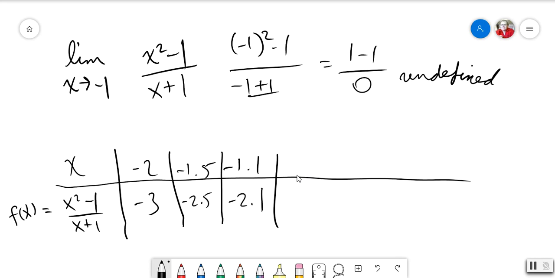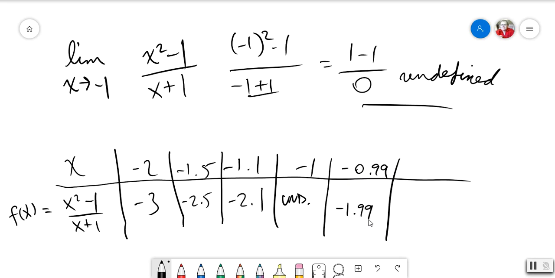Well, obviously, when you put in negative 1, as we showed up here, you have undefined. Then you go over here, negative 0.99, which is on the other side of it. Negative 1.99, and you get negative 0.9, which gives you negative 1.9. You get negative 0.5, which gives you negative 1.5, and you put in 0, which gives you negative 1. So this is very interesting.